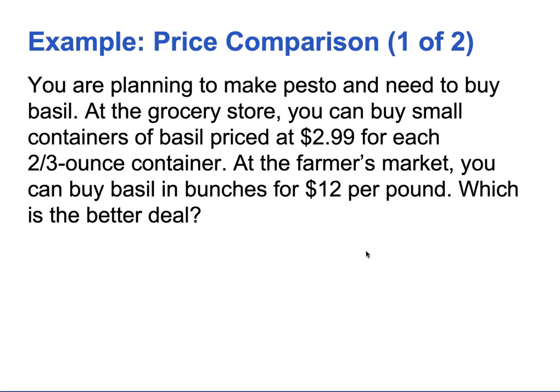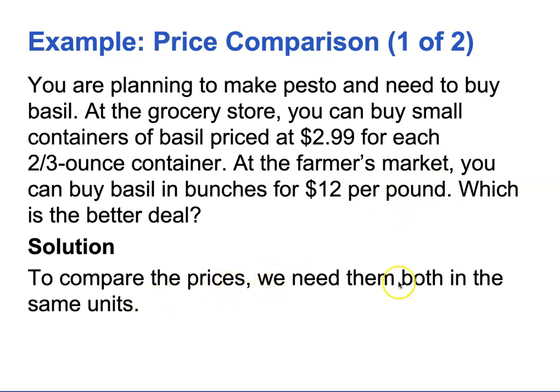All right, another example, let's do some price comparison. You're planning on making pesto and need to buy basil. At the grocery store, you can buy small containers of basil that's priced at $2.99 for each, which is a 2/3 ounce container. At the farmer's market, you can buy basil in bunches for $12 per pound. Which is the better deal? The first thing here is you have to have them in the same units so you understand what you're paying per unit in each one. The first one at the supermarket is in ounces. The one at the farmer's market is in pounds. So we're going to have to convert, and we need both in the same units to compare the prices.